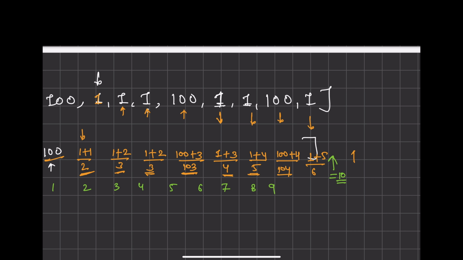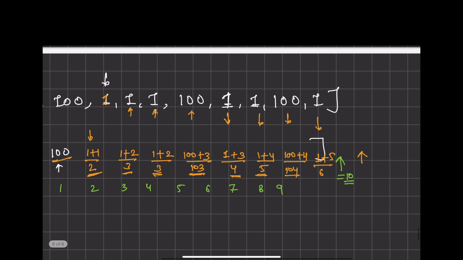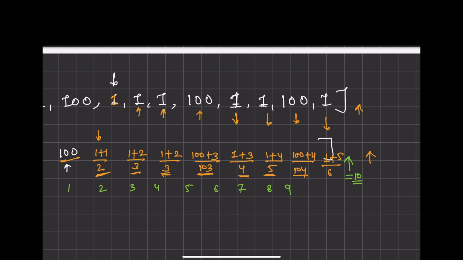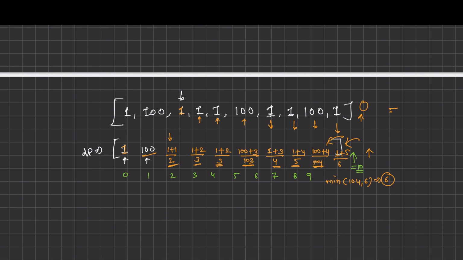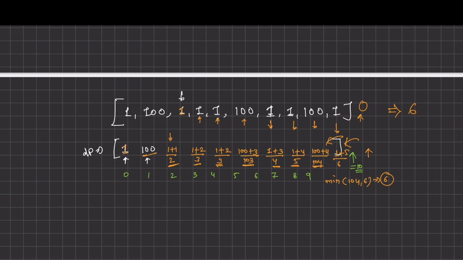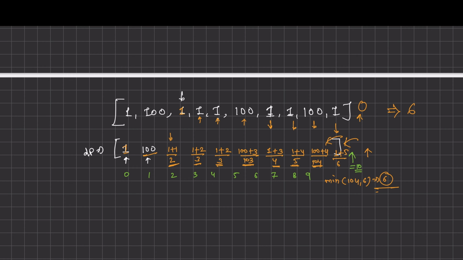What is the cost? Remember we need to reach the end of this. So what is the cost? The minimum of this or this, so the minimum of 104 or 6, which is 6. The answer of this example is 6.